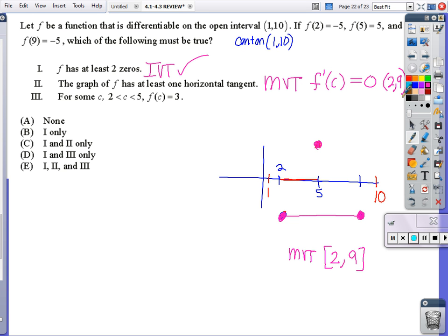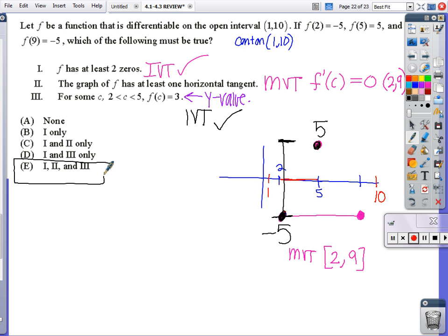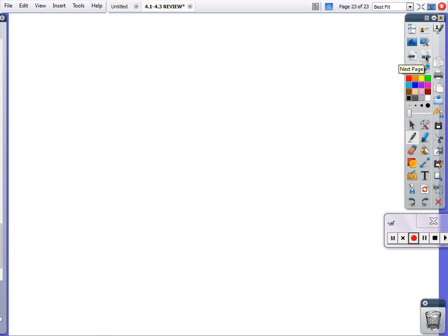Third part, f of c equals 3. So if you look at what it's asking you to guarantee a y value in between x value of 2 and 5. That would be only from point A until point B. Now this is at a y value of 5, this is at a y value of negative 5. Every y value from here to here is guaranteed. 3 is in between there, so now I know IVT guarantees this. So now we actually have that all 3 are guaranteed. And that was my last one. Hopefully that was helpful.